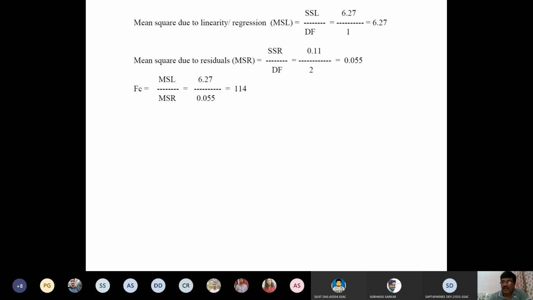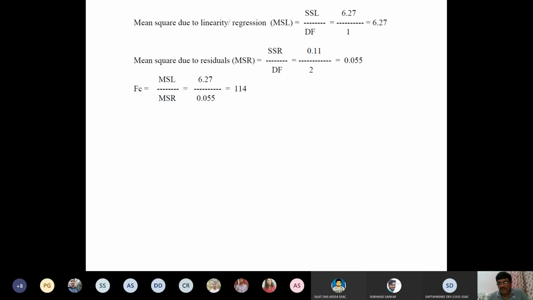Now you need to calculate the F value, which is mean square due to regression divided by mean square due to residual. So 6.27 divided by 0.055, 114 is the calculated value of F. Now you know the degrees of freedom are 1 and n minus 2. So at 1 and 2 degrees of freedom, you need to see the table value of F at 5%. Normally we see at 5%. If you like, you can see at 1% also, depending upon your interest.